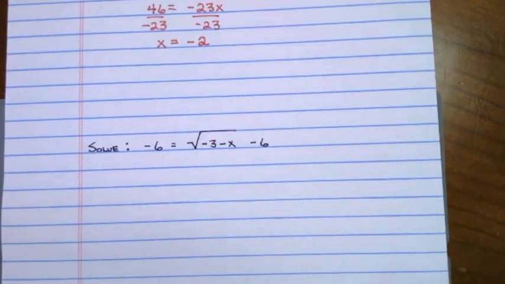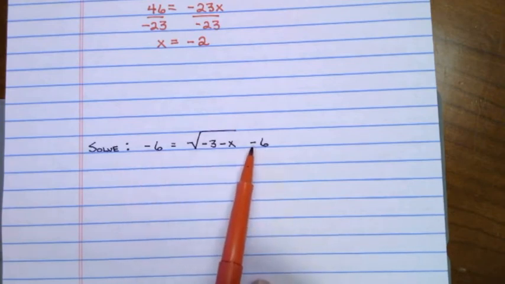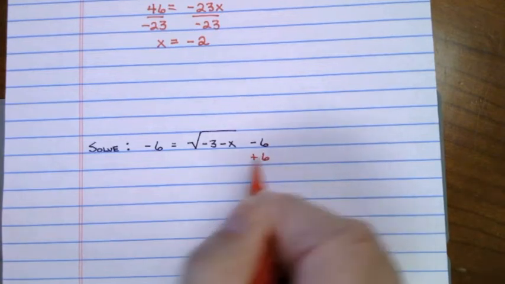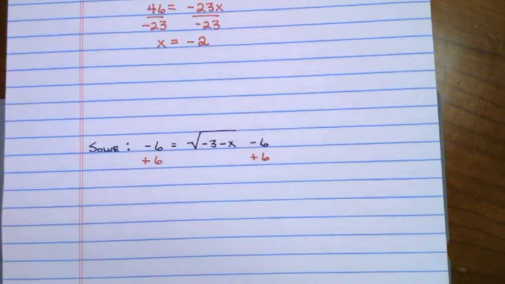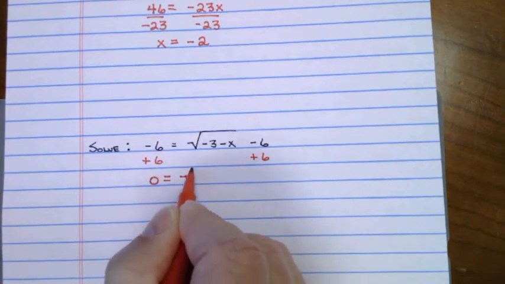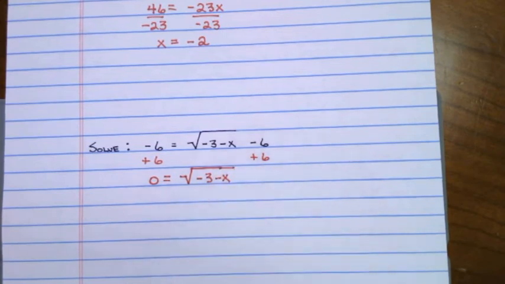Our next example. Any numbers on the outside of the radical symbol, I need to get rid of. That means I need to get rid of this negative 6. Opposite of negative 6, positive 6. I need to add 6 to both sides. That means I have 0 left over here, and I have now isolated this radical symbol.